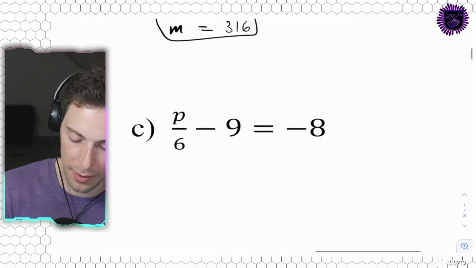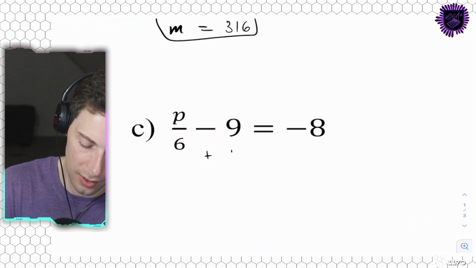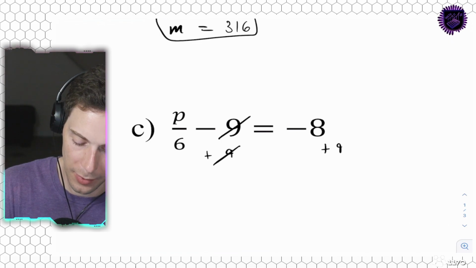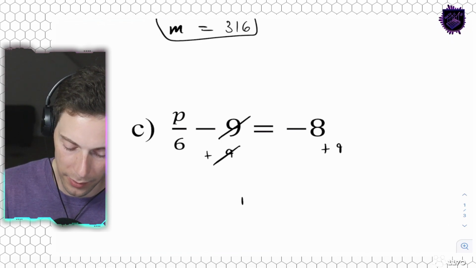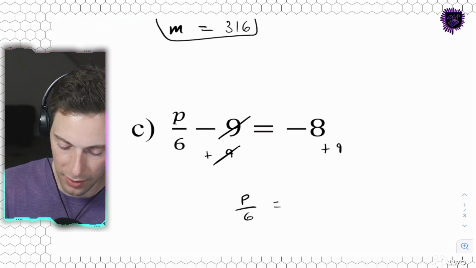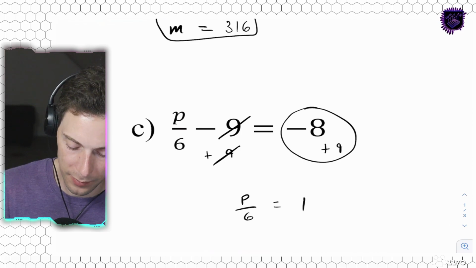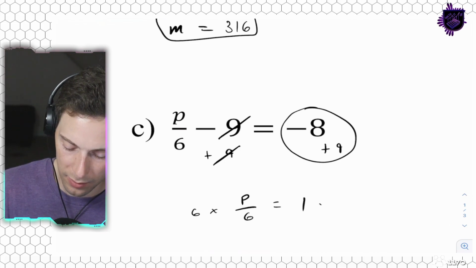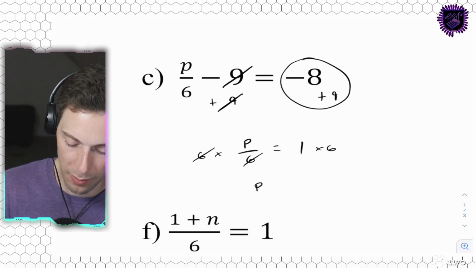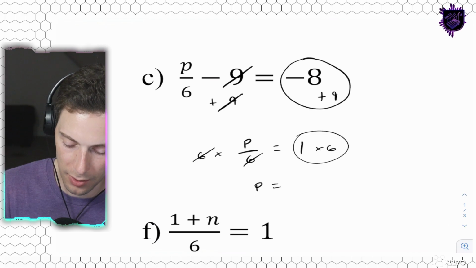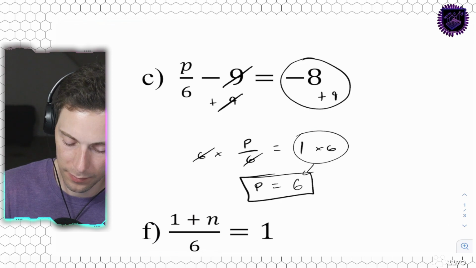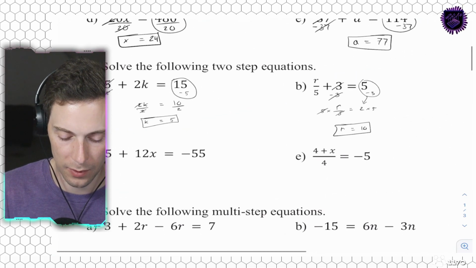C, again, same sort of strategy. Let's go plus 9 and plus 9. Now on this side, minus 9 plus 9 cancels out, leaving p over 6 is equal to negative 8 plus 9, which is 1. Let's go times 6 times 6. On this side, times 6 cancels, leaving us with p is equal to 6 times 1. And that's 6. P is equal to 6. Let's move on to the next one here.